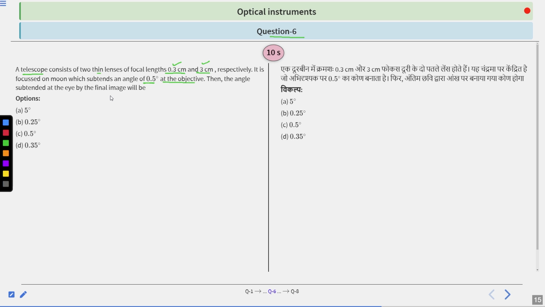The question asks what will be the angle subtended at the eye by the final image. The given options are: option A is 5 degree, option B is 0.25 degree, option C is 0.5 degree, and option D is 0.35 degree. So which option is correct? Option A, B, C, or D? Clear? You have some time to solve this question. After that, we will provide the solution.